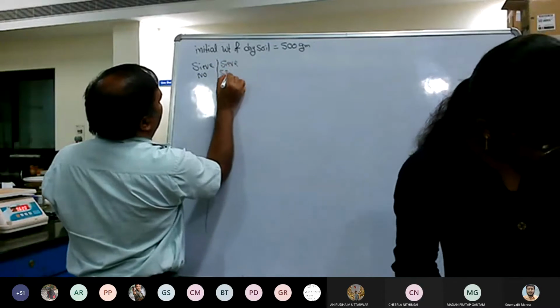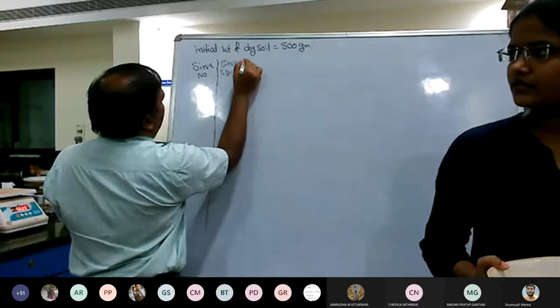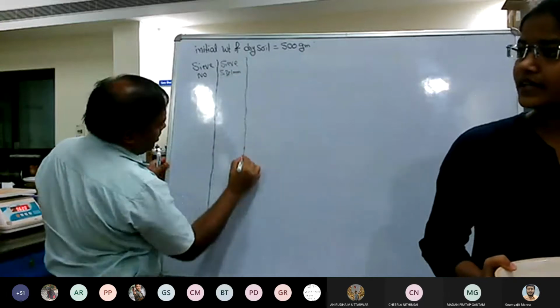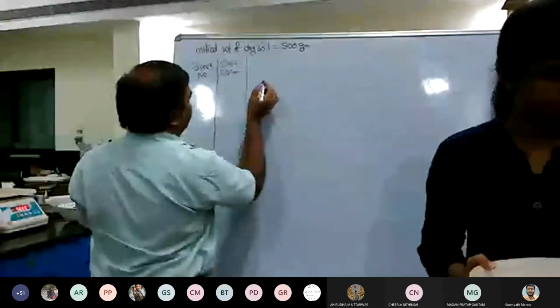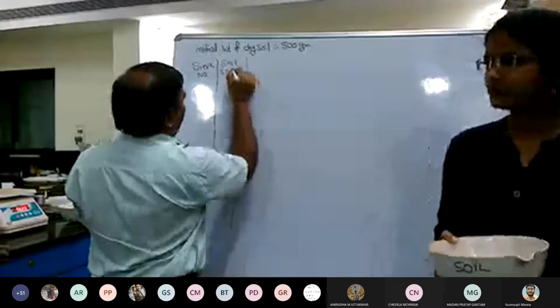Initial weight, and the initial weight of the empty sieve, then you add.